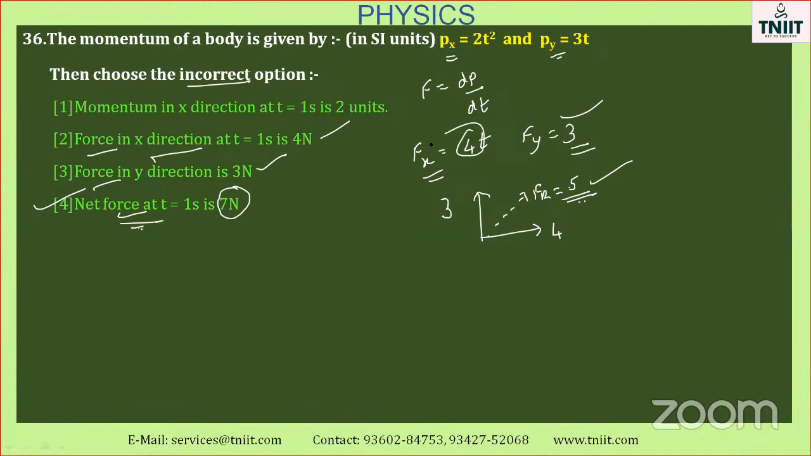That is also correct. And what is the momentum in the x direction? Momentum in the x direction is 2 only. So A, B, C are the correct statements. The fourth statement is the wrong statement. So they are expecting you to find the incorrect statement only.